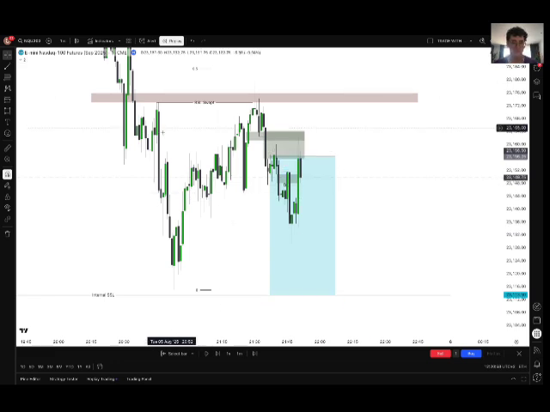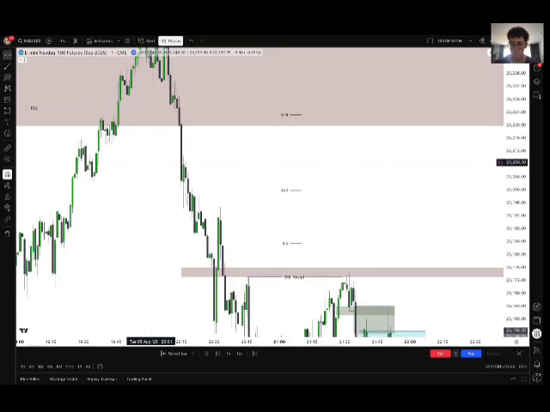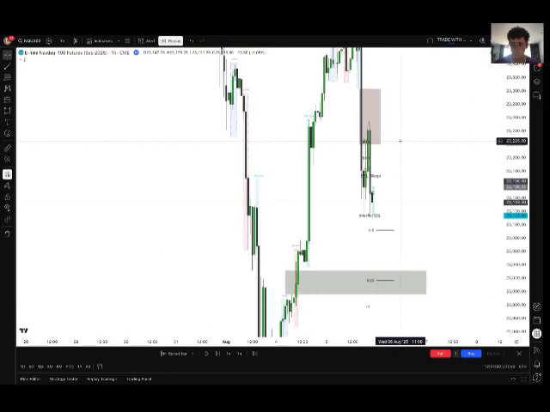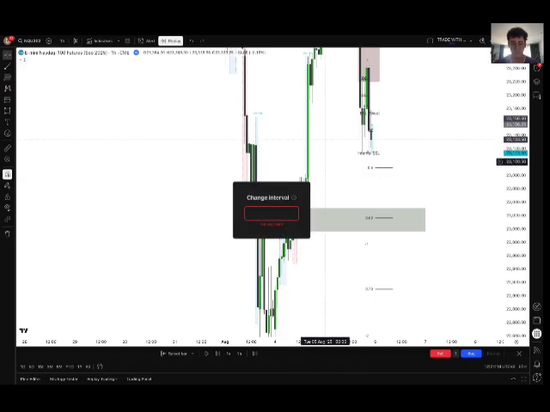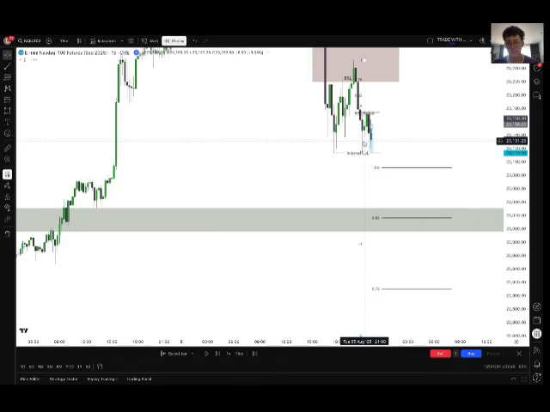As I already said, we retraced inside 1 hour gap. Why? To come and sweep out this low, and long term to come and retrace inside this 4 hour bullish gap and to come inside the discount of the big range. That's what happened actually later on the Asia session. And then I go on the 15-minute time frame from the 1 hour.